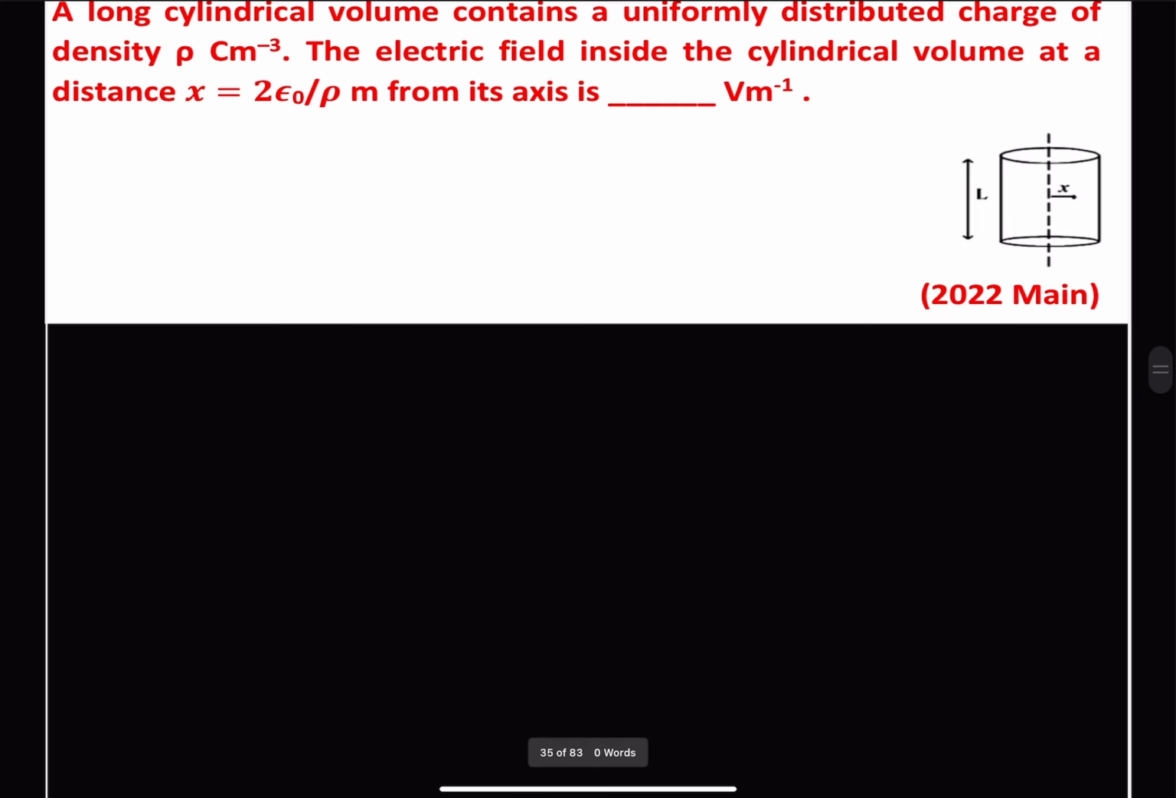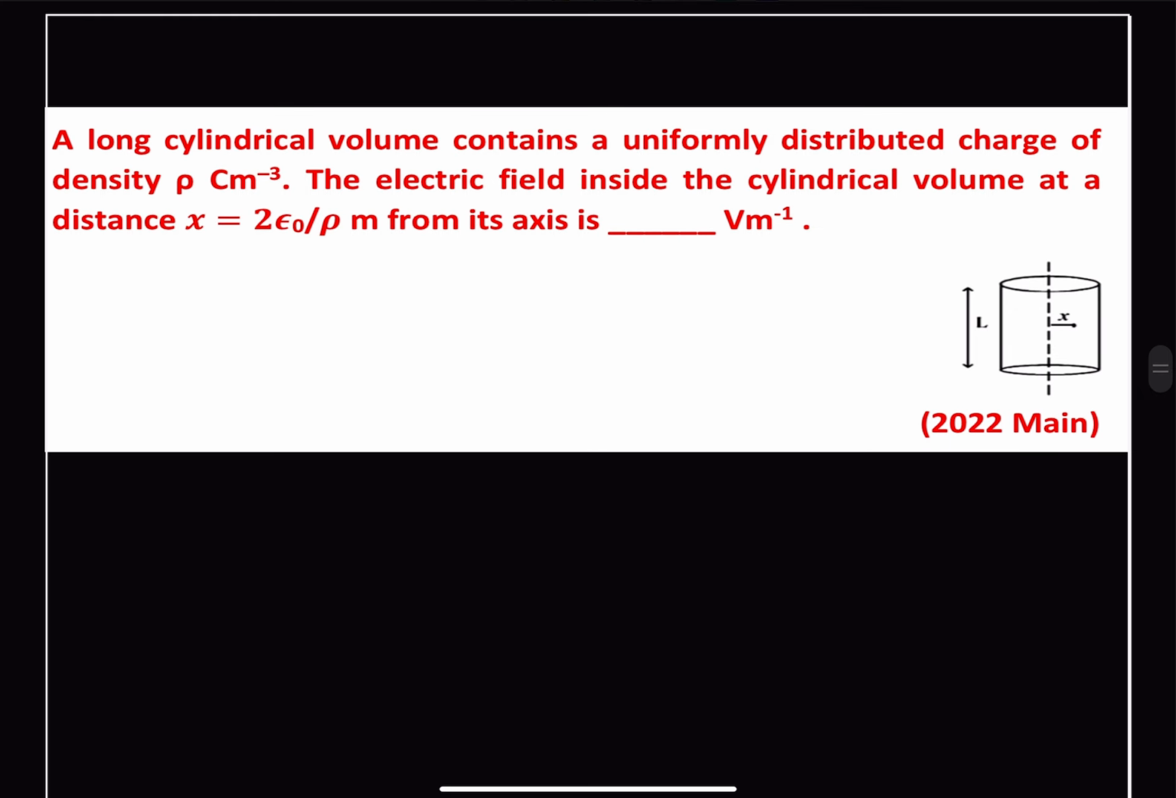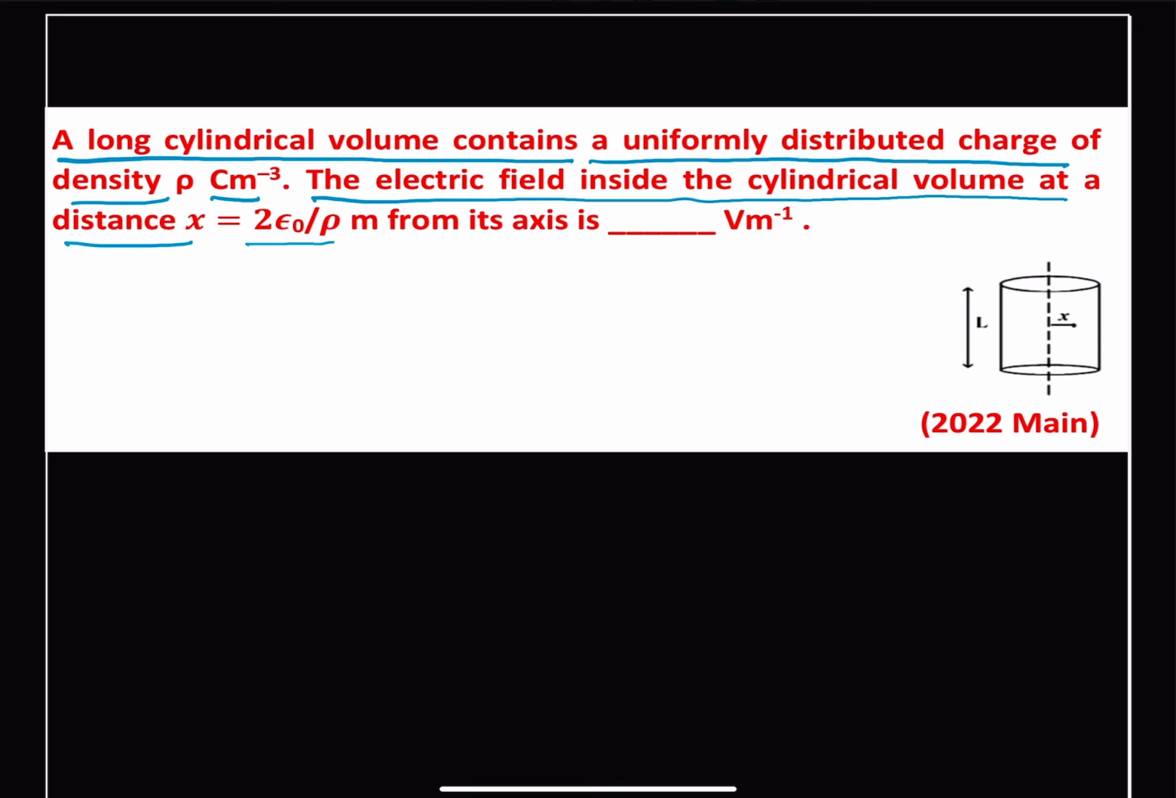Next question. It states that a long cylindrical volume contains a uniformly distributed charge of density rho coulomb per meter cube. The electric field inside the cylindrical volume at a distance x is equal to 2 epsilon rho meter from its axis is. A basic figure is given to us. We have a cylinder of length L, and we are given the distance x at which we need to find the electric field. Basically we are going to use Gauss law, find out the electric field, and then we can just equate them.